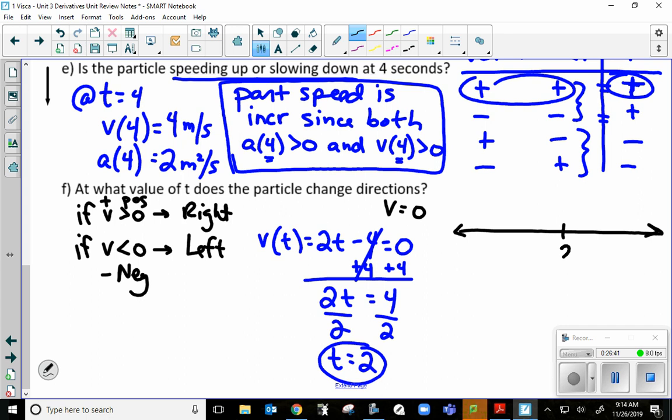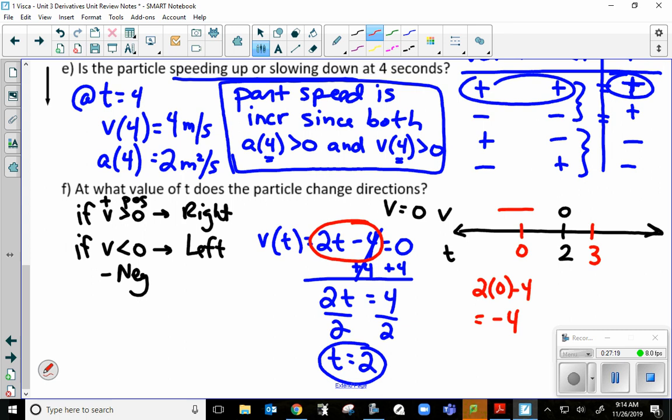Here's time 2. Here's my time, here's my velocity. I know my velocity is 0 at time 2. I'm literally going to pick a number to the left and to the right of that, not the number 2, the ones that are easy to use. So let's pick 3, and let's pick 0. And I'm going to plug 3 and 0 into velocity. I'm going to see if I come up with a positive value or a negative value. Let's start with 0. 2 times t, which is 0, minus 4. If I evaluate that, that's negative 4. So my velocity is negative here. That tells me I'm moving left on this side.